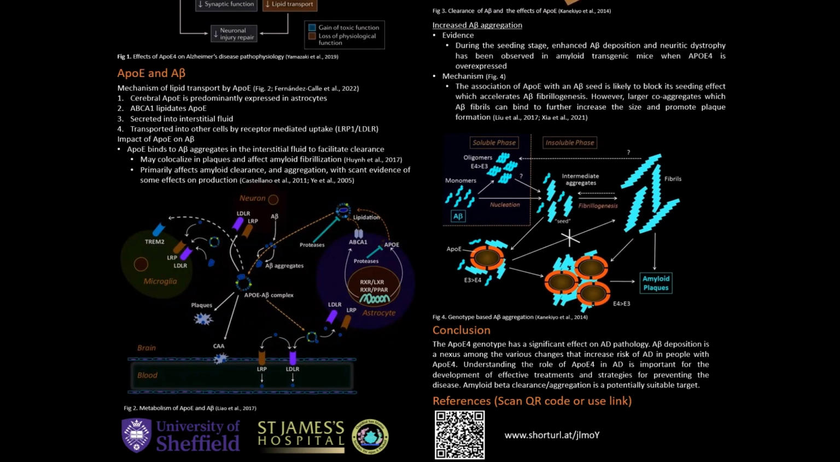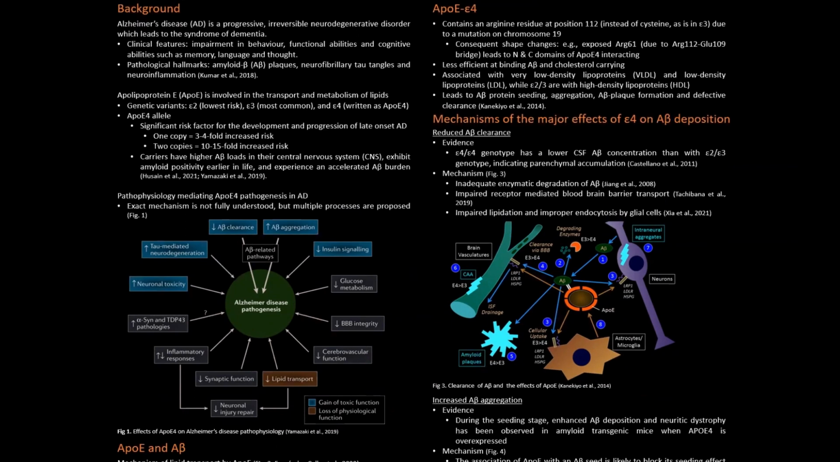amyloid production as well. ApoE4 is physically different from ApoE3 in that it contains an arginine amino acid at position 112 instead of cysteine due to a mutation on chromosome 19. This brings about numerous physical and functional changes.